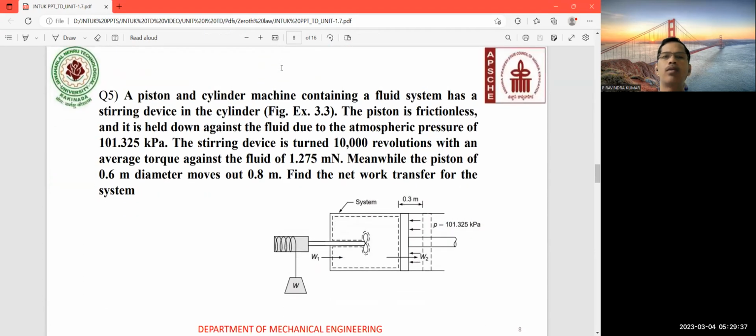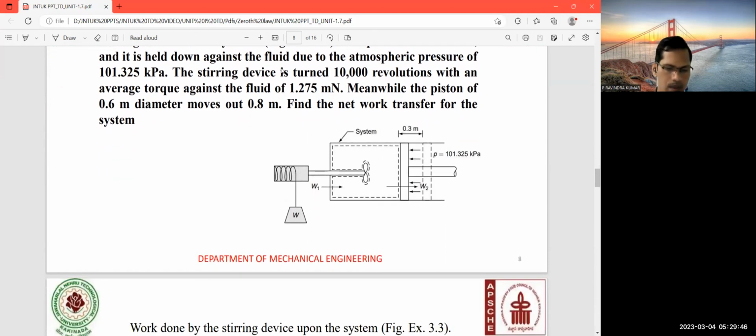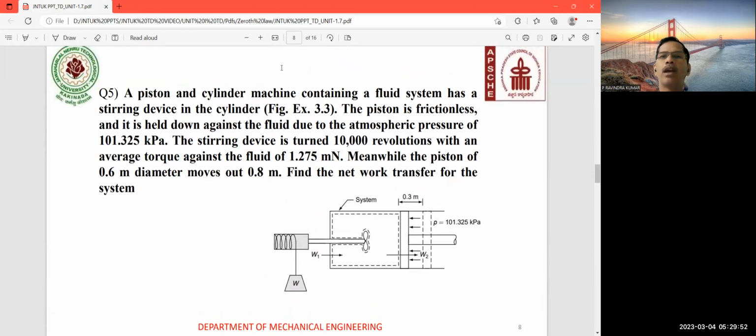Next, there is a piston. Now, heat transfer problems are over. Now, the time for work transfer calculations here. What is that? A piston and cylinder machine containing a fluid. So, this is the piston in a system. This is the piston, right? And this is the cylinder, piston cylinder. So this is the piston, that is P, cylinder, containing a fluid system has a stirring device. This is the stirrer.